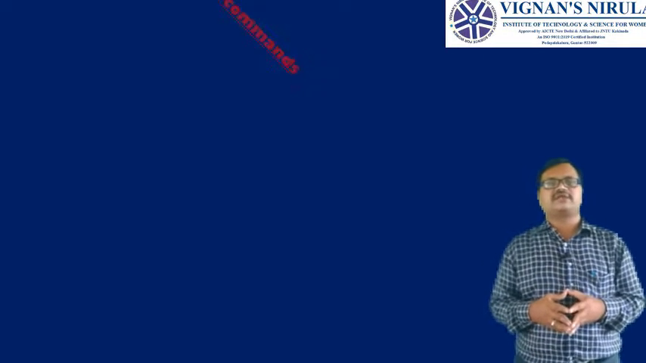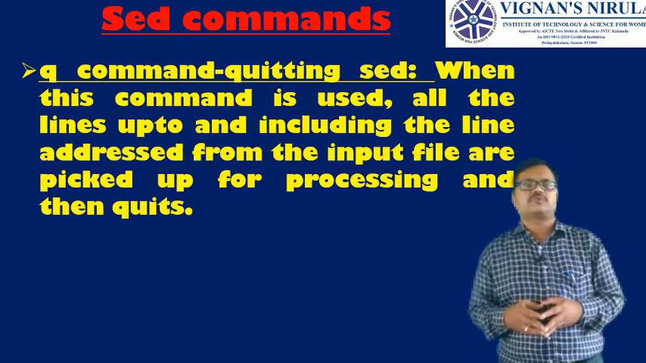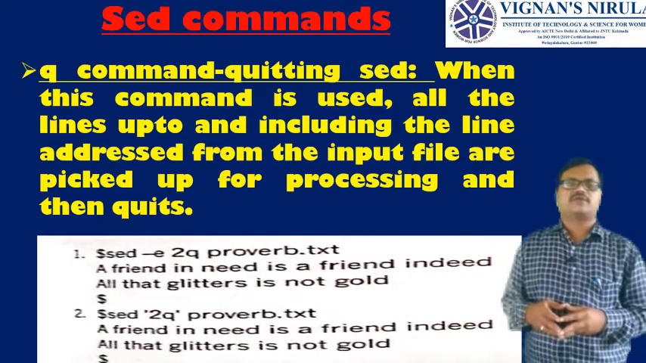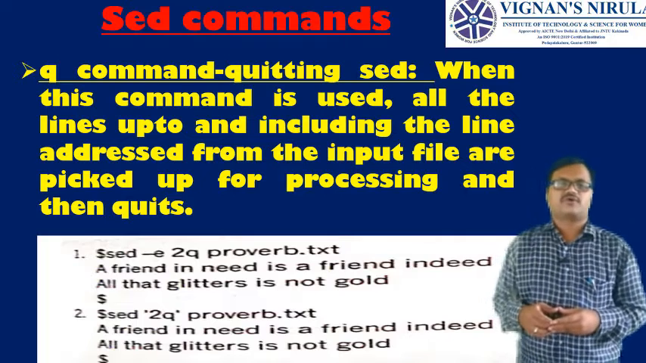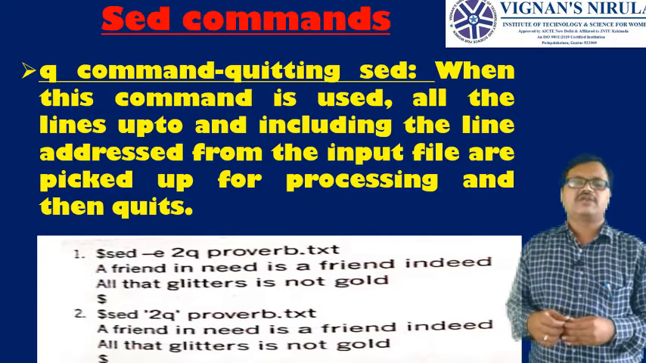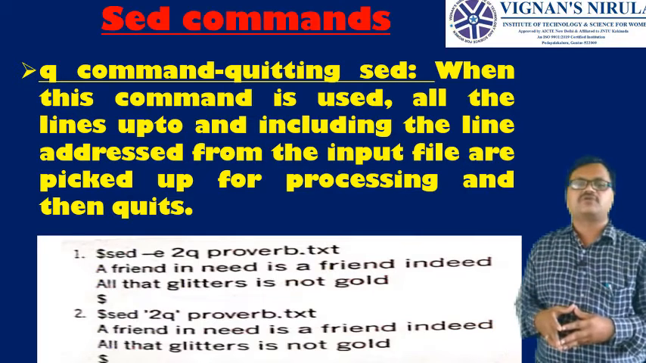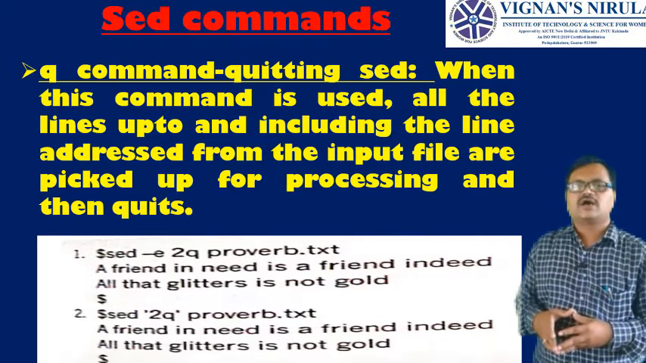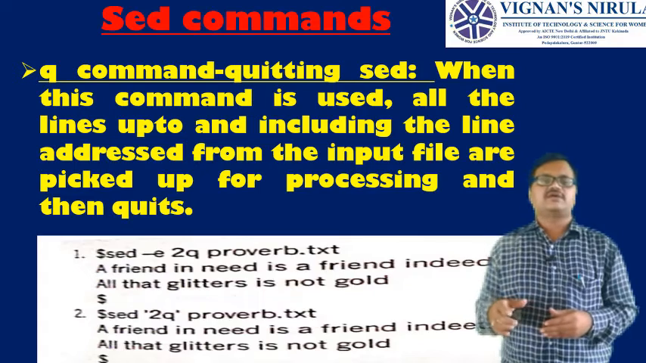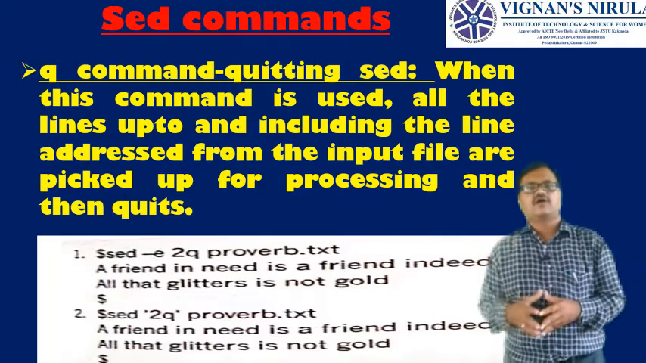And coming to the first command, there are several commands present in SED. The first one is the Q command, that is quitting. If you give SED space hyphen e 5Q space proweb.txt, that means it will display the first 5 lines and then quit. So all the 5 lines get displayed. The same command, instead of giving hyphen e, we can give in single quotes also: SED space single quote 5Q single quote space proweb.txt.